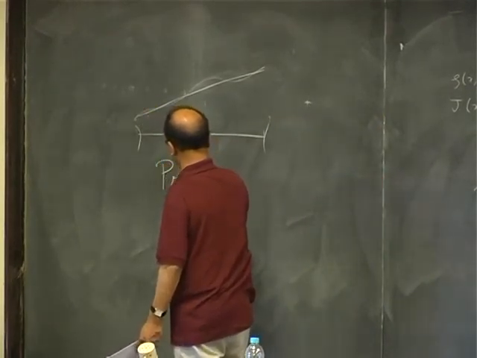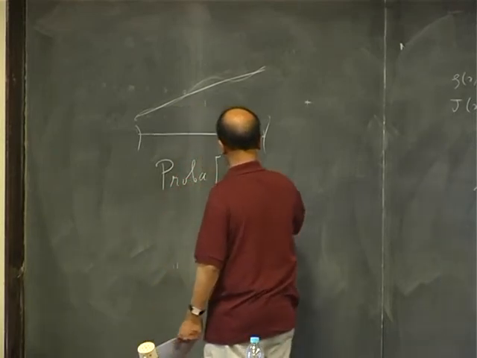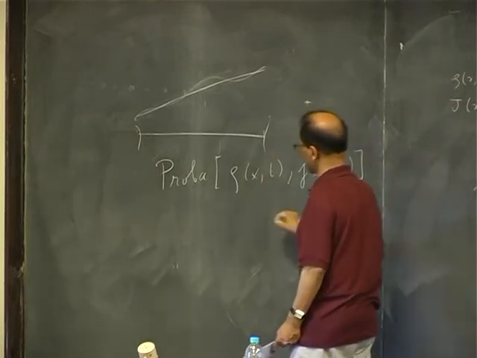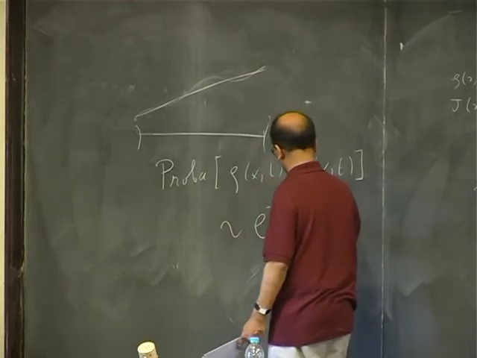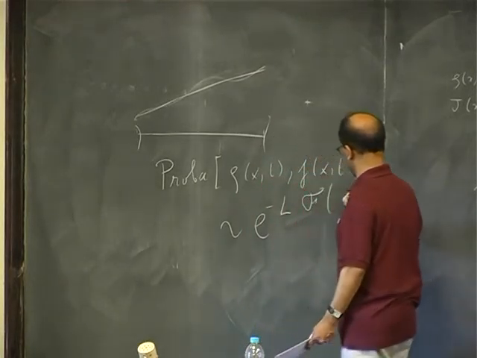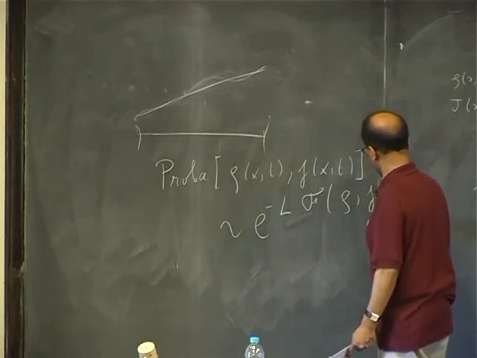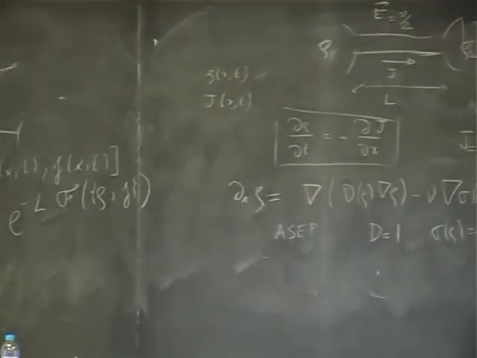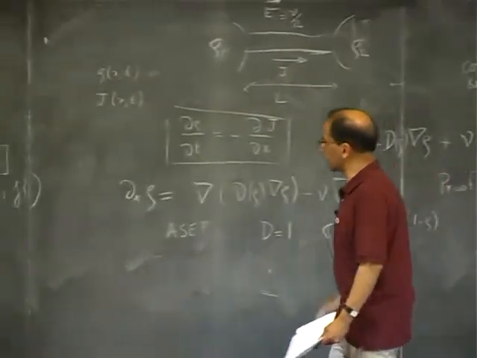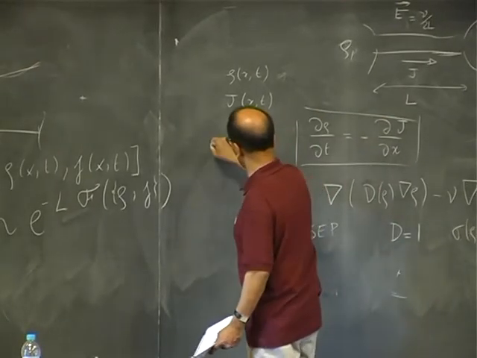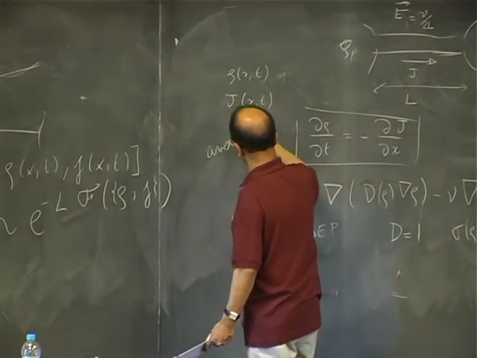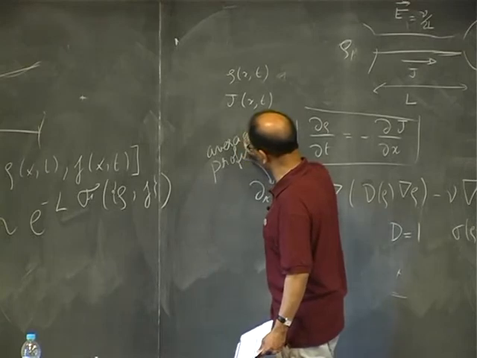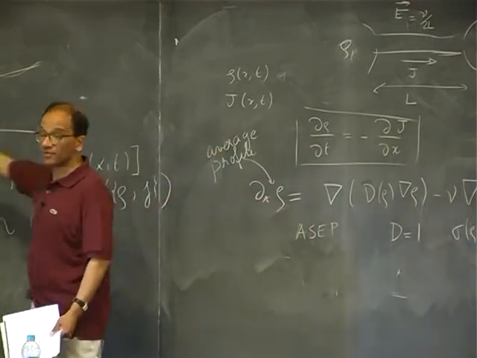Remember, we want the probability of seeing any profile at time t and any current at time t. And I tried to convince you that there is a large deviation functional of the current and the density. I tried to convince you that this large deviation functional is the important object, which allows you not only to calculate the average profile, but also fluctuations and even large excursions very far away from this average shape.